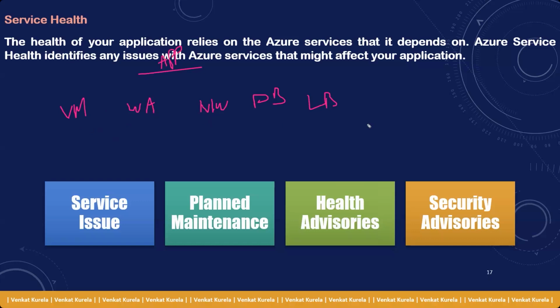So my application health depends on the health status of these services. For some reason, let's say the load balancer has failed. I mean, the load balancer service itself is not working fine. Then my application is affected. If the networking service itself is not working fine, then it affects my application. So for any reason, if any of the services provided by Microsoft are not working fine, that would essentially affect our applications. So the health of your application relies on the Azure services that it depends on.